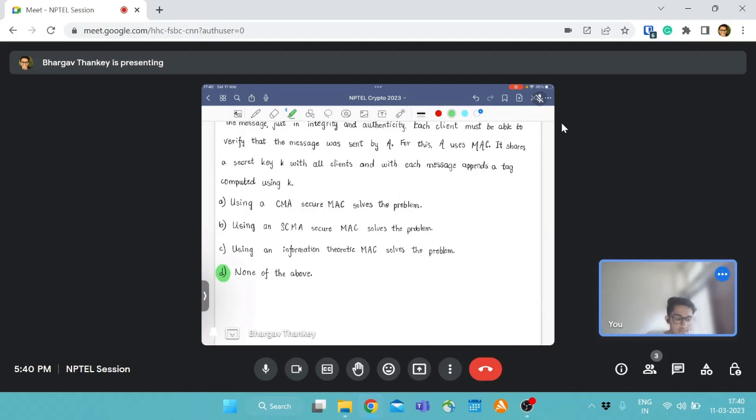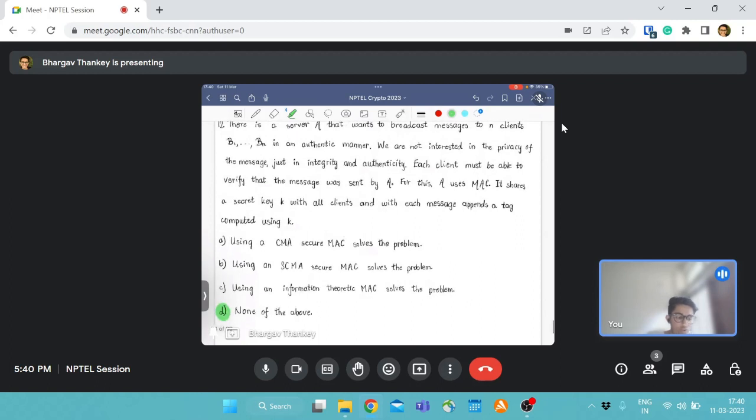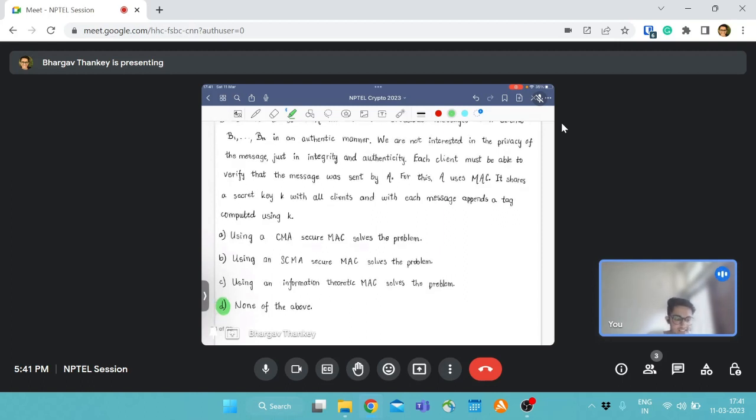So in this case, B1 can send a message and a tag to all the other clients pretending to be A. But we wanted that whenever a client gets a message from A, it should be able to verify that it only comes from A, right? So authentication does not work in this setting.